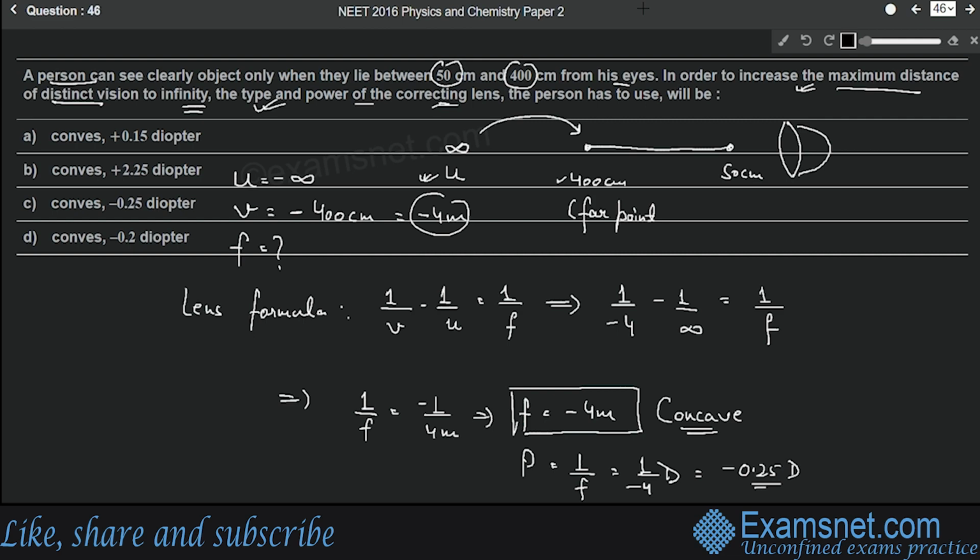Now if you look at the options, you can see that there is some misprint in the options. The first one will be convex. In the second one also it will be convex. In the third and fourth it will be concave. Now according to our solution, the type is concave and the power is minus 0.25 diopter. That means option C will be the correct answer.